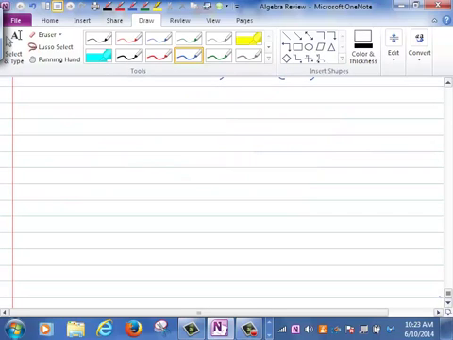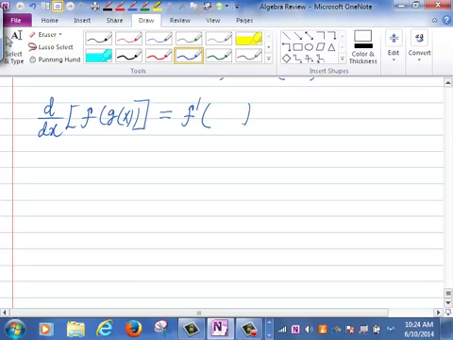So generally, what is the chain rule? You're trying to take the derivative of the composition of two functions, f of g of x, and the derivative of the composition is given by, you take the derivative of the outside function, but you have to evaluate the derivative of the outside at the inside, and then you multiply by the derivative of the inside function. So this is the chain rule formula.